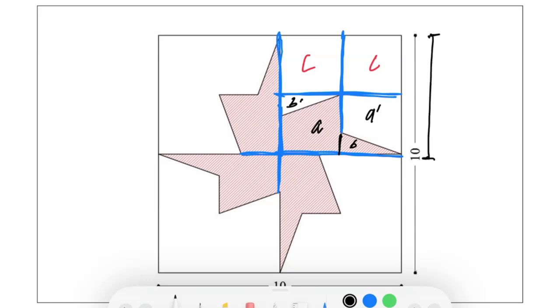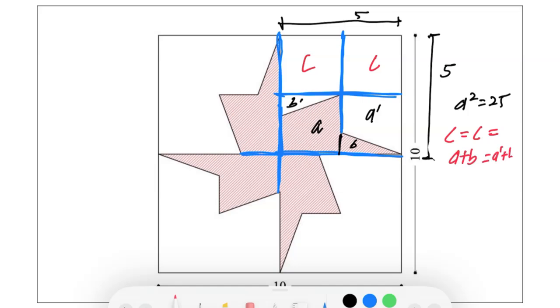So if I take this and this, so this is your 5, this is also your 5. So the total area of this small square, A square, equals 25. 2 regions out of it are empty. So what is happening in this case? C equals C, and A plus B is equal to A dash plus B dash. Correct? So what happens now?